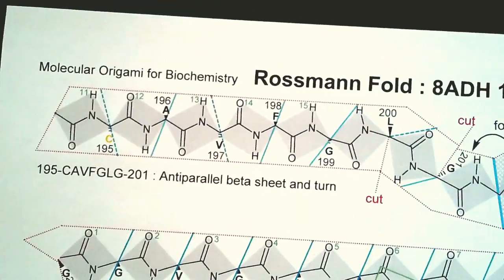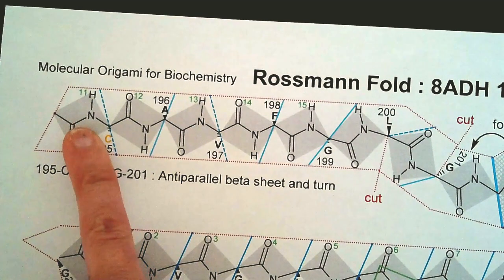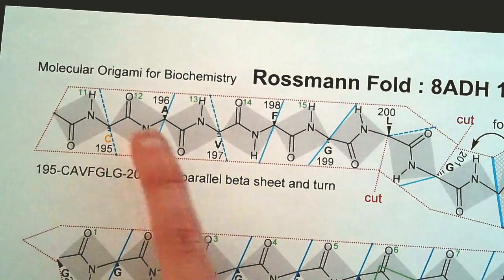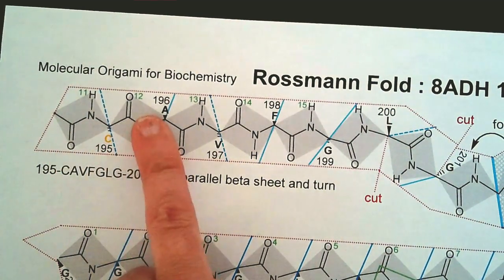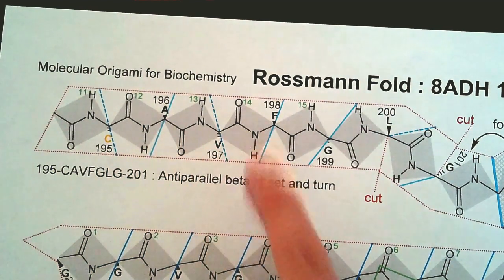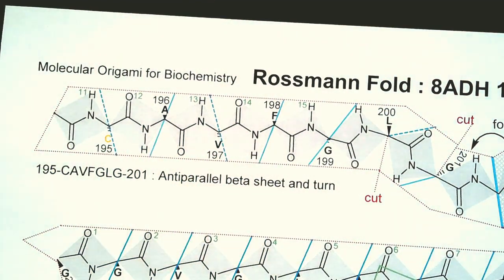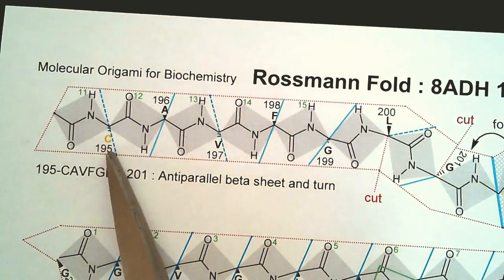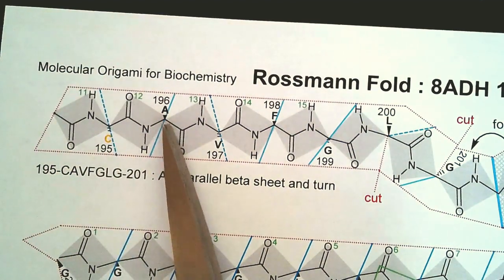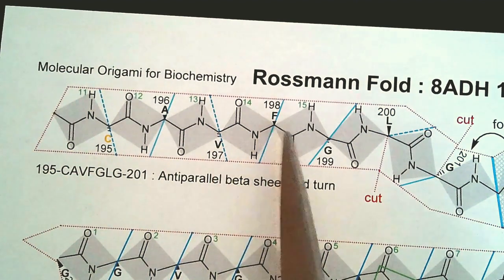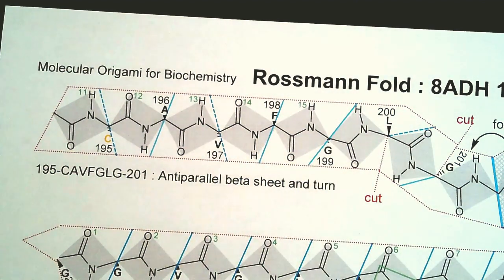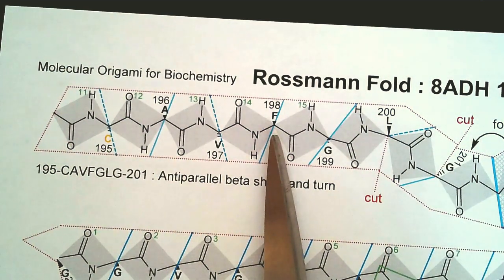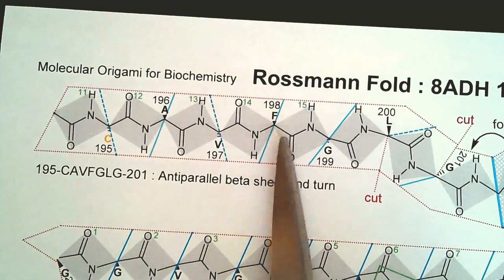If you take a look, you will see amino acids 195, 196, 197, and if you look really close, you will also see the single letter code for them. Here is a C and an A and a V and an F and a G, and these should have meaning to you, okay? So C for cysteine, perhaps you remember F is phenylalanine.